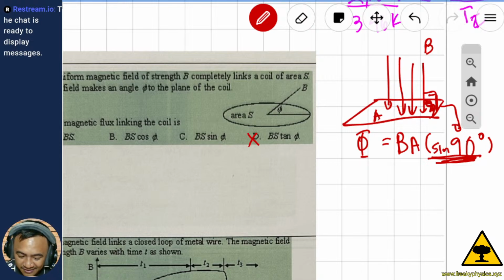So from here, I can already say that the answer is what? The answer is not B. The answer is C.